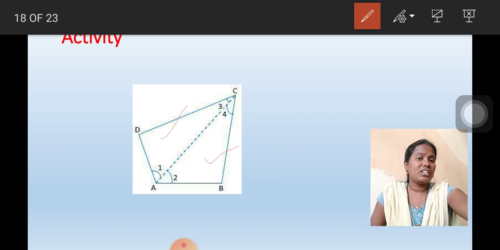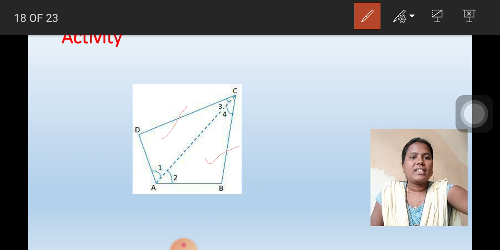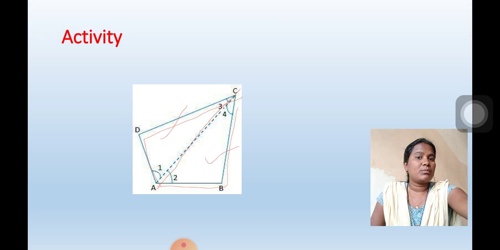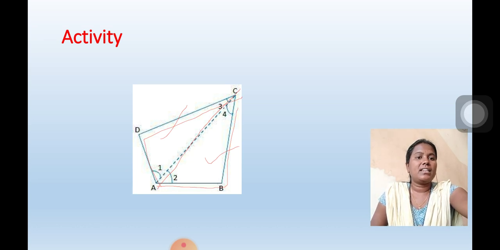Yes. Therefore, here how many triangles are there? Here two triangles are there. Which are those? That is ADC and ABC. Yes, there are two triangles. Therefore, the sum of two triangles is what? Sum of two triangles is 360 degrees. So triangle ADC and triangle ABC both are making a quadrilateral ABCD. Yes, therefore the sum of interior angles of a quadrilateral is 360 degrees.